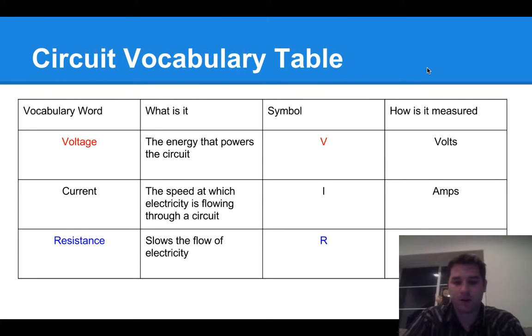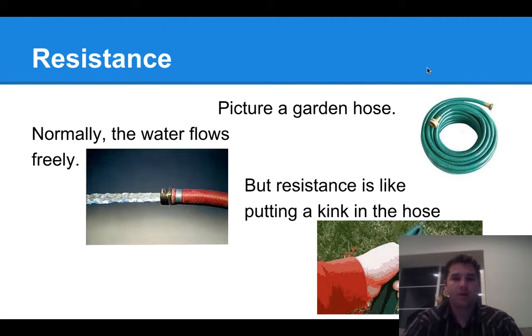Okay, so back to the garden hose analogy. Let's talk about resistance with our garden hose. Okay, remember, resistance slows the flow of electricity. So if we picture a garden hose, normally the water flows freely. It'll just shoot out of the hose easily. So that would be a hose with no resistance. There's nothing stopping the flow. And in that case, the current would be really high because the water is moving quickly through the hose.